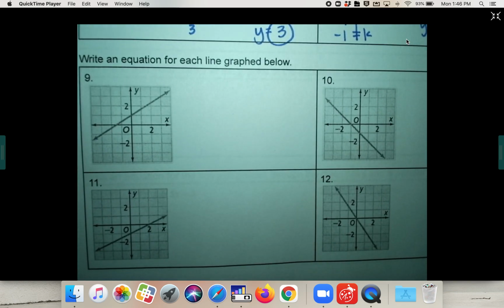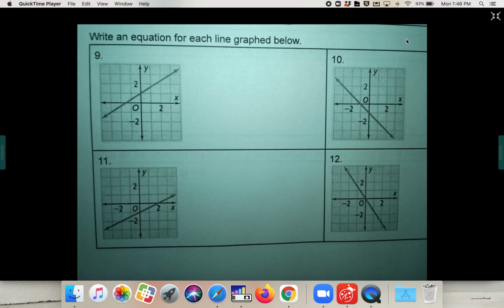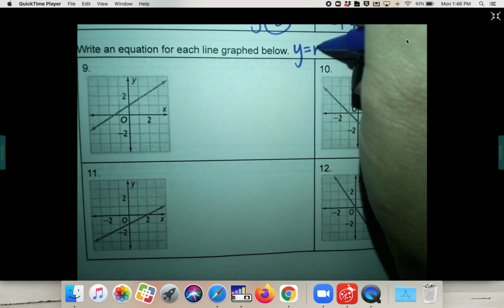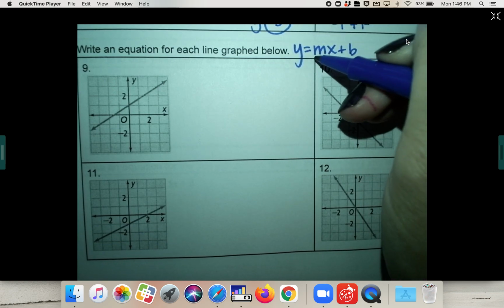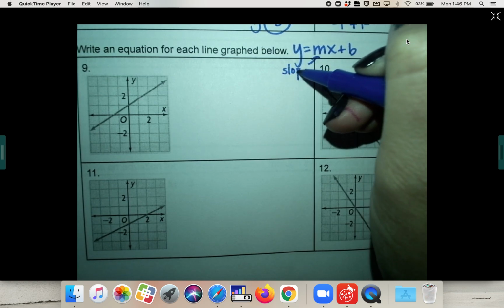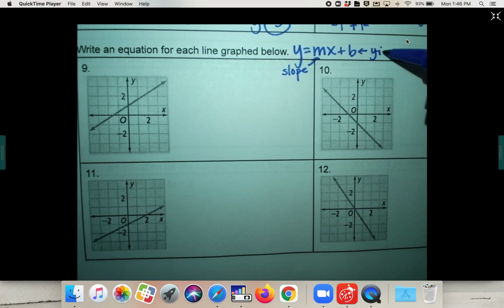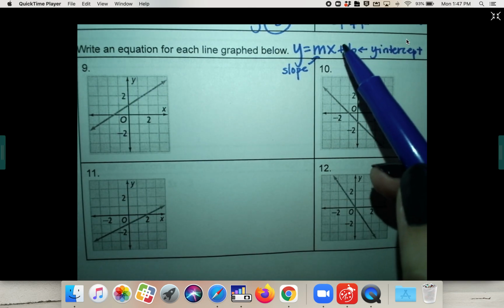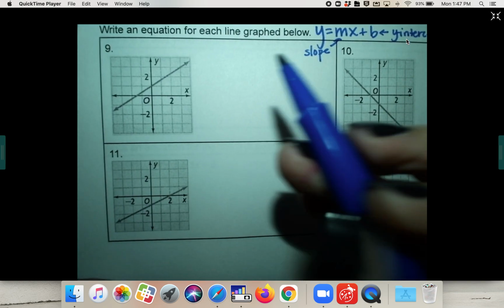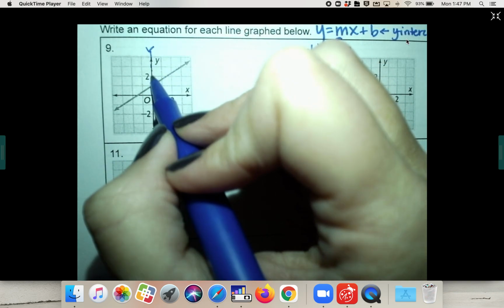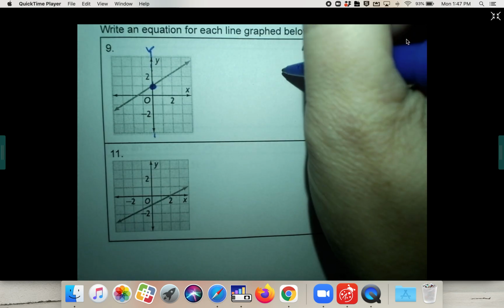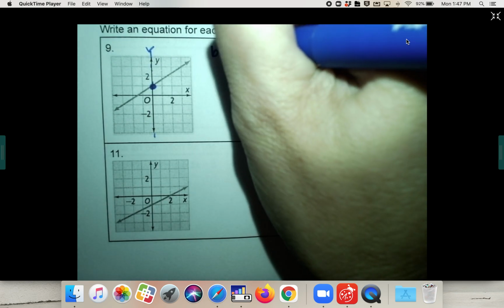Okay, the next section is write an equation for these lines that have already been graphed. So to write an equation, we're going to use slope-intercept form, which is y equals mx plus b, where m is our slope and b is our y-intercept. So let's count the slope, which is rise over run, and then let's find the y-intercept, which is going to be our b. Our y-intercept is where it hits the y-axis, and I see that it hits right there, which is at positive 1. So our b is 1.